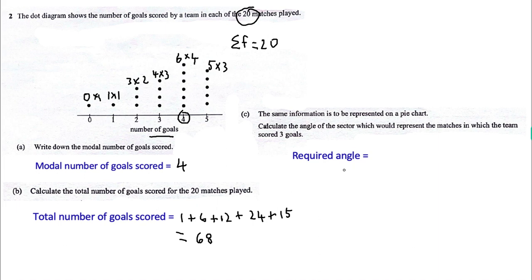Right, in the last part, we are to find the angle of the sector that represents the team which scored 3 goals. So these are the teams which scored 3 goals. So we have altogether 4. And 4 out of how many? 4 out of 20. Right, so we have 4 out of 20, and it's a fraction of the total angle, which is 360 degrees. And that gives us 72 degrees.